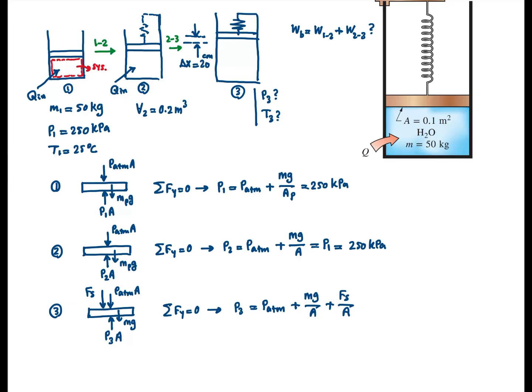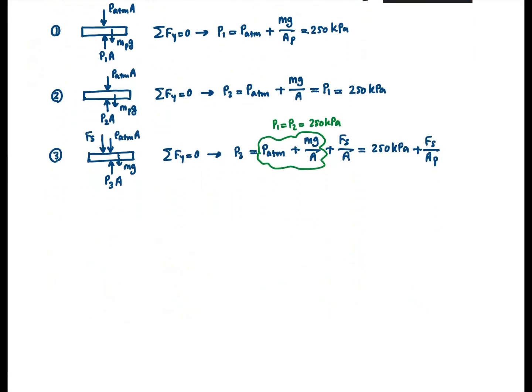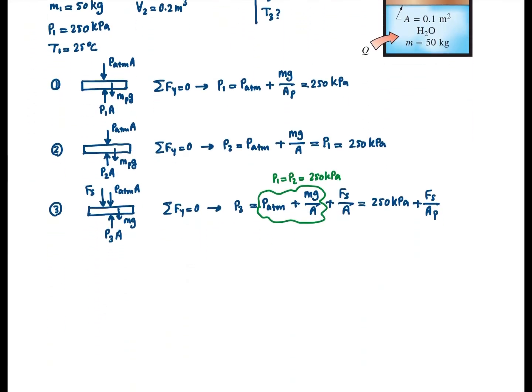If I look at this equation, I see that the first two terms equal P1 or P2, which is 250 kilopascal. So P3, or the pressure of water in state 3, is 250 kilopascal plus the spring force divided by the area of the piston. Area of the piston is given in the problem statement. It is 0.1 meter squared.